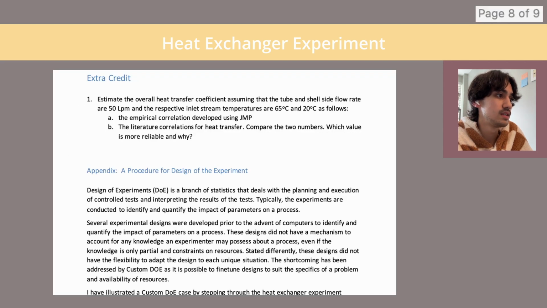We have extra credit. 1. Estimate the overall heat transfer coefficient assuming that the tube and shell side flow rates are 50 liters per minute and the respective inlet stream temperatures are 65 degrees Celsius and 20.